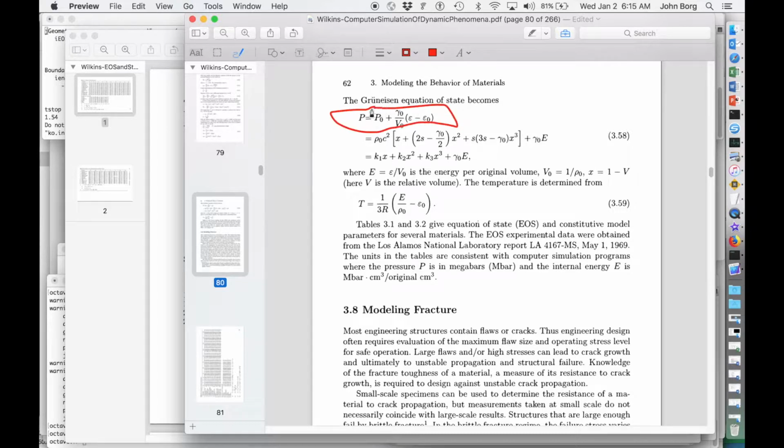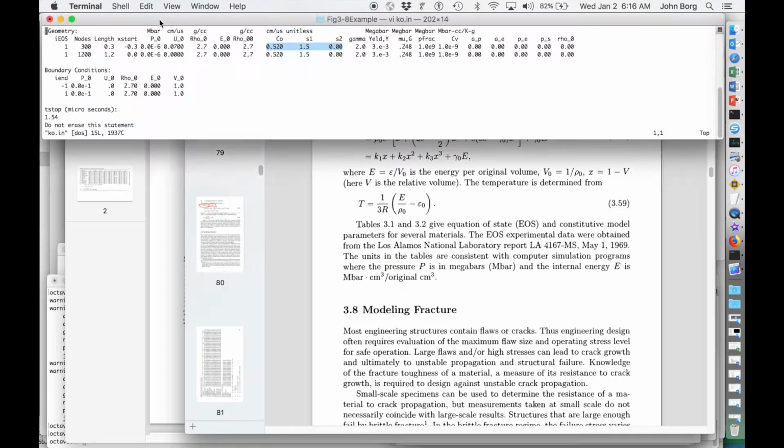And if you compare this with the expansion in terms of strain, you see that you end up with this x, which is 1 minus the volume here, expanded out in terms of x to the third power. And here's K1, K2, K3. So if you just gather these terms up, you can compare these and see what they are. So K1 is rho naught c squared, for example. So that's the bulk modulus. Here's K2, rho naught c squared times 2s minus gamma over 2, and so forth.